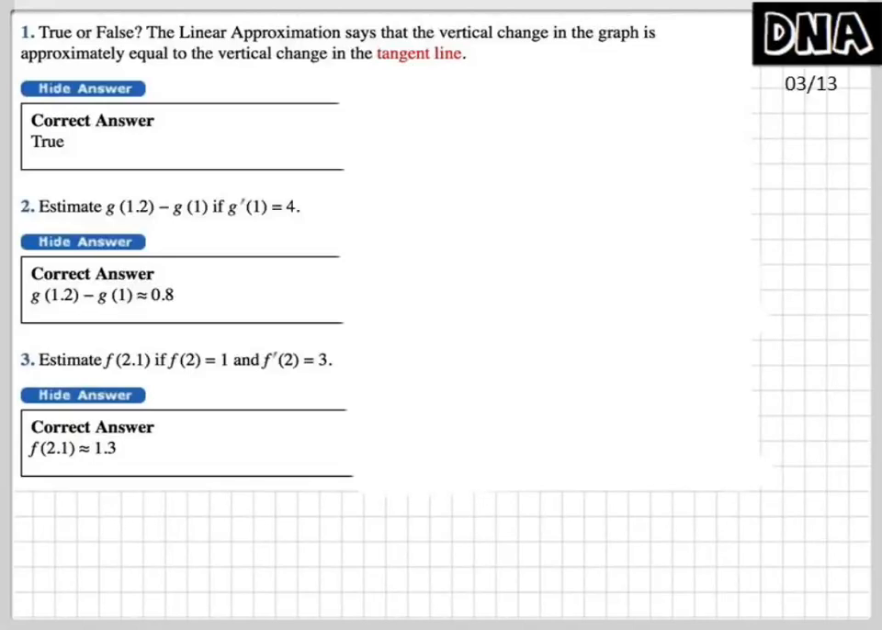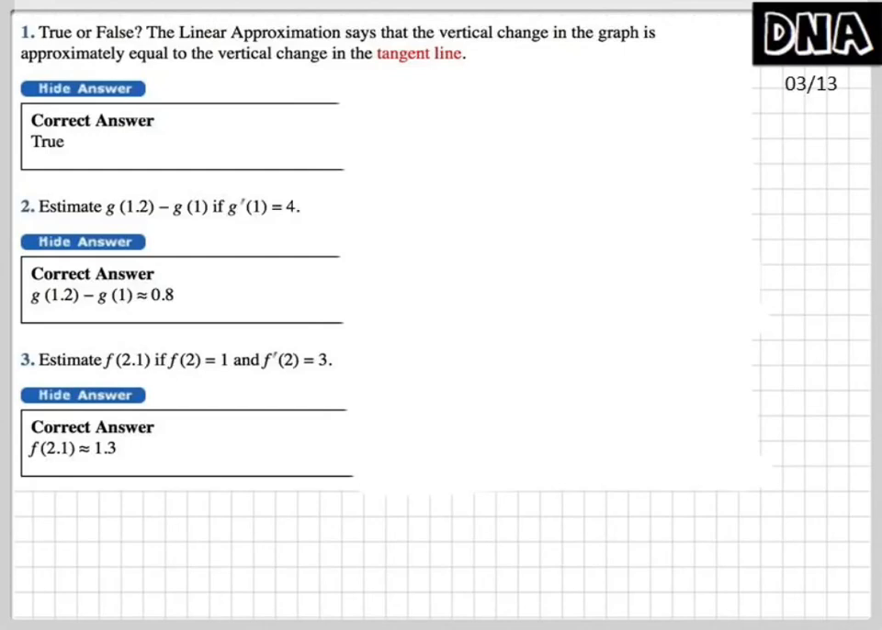Okay, the first question says true or false. Linear approximation says that the vertical change in the graph is approximately equal to the vertical change in a tangent line. The answer is true. That is essentially what we're doing. We're using the tangent line to predict what the next y value would be.